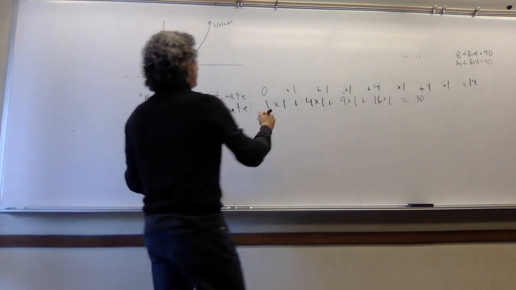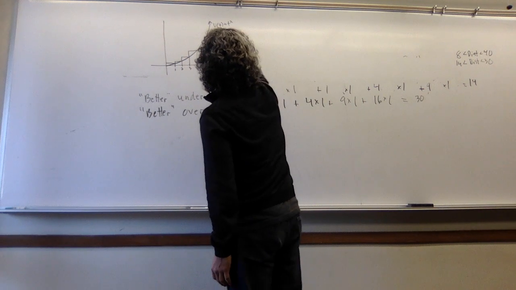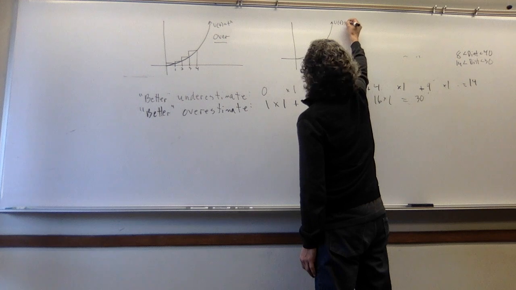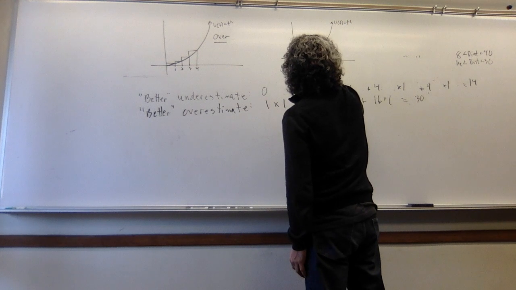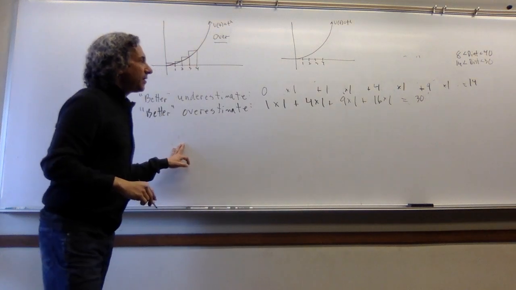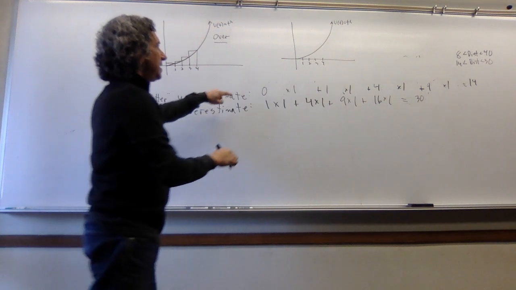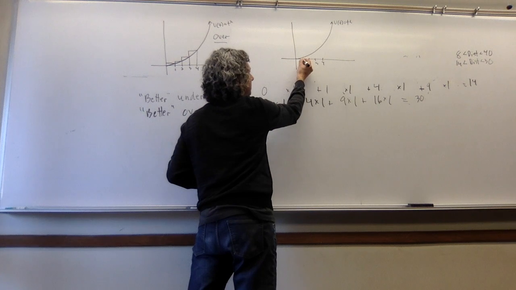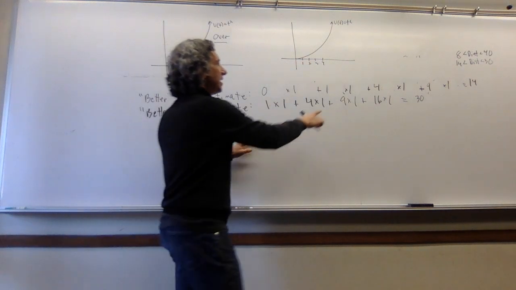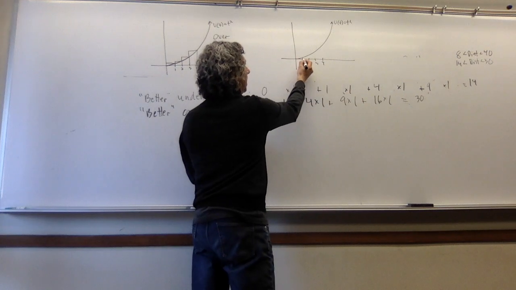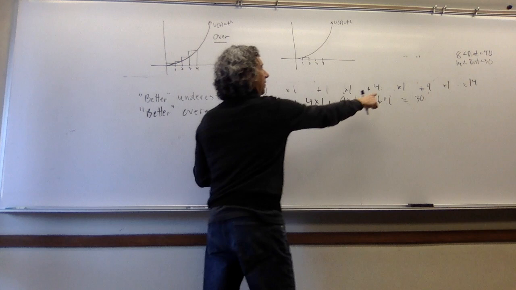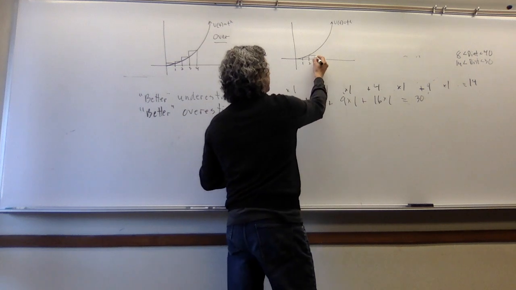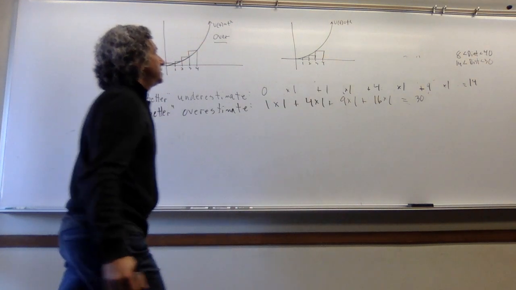Interesting. Well, this is the overestimate. Let's do it for the underestimate. And this one's a little bit weird. So the underestimate, it looks like my height is 0 for that first rectangle, and the width is 1. So this rectangle looks like this. For the second one, we're going to go up to a height of 1 and a width of 1. For the third one, a height of 2 squared, or 4, and a width of 1. And then finally, a height of 3 squared and a width of 1. This is the underestimate.